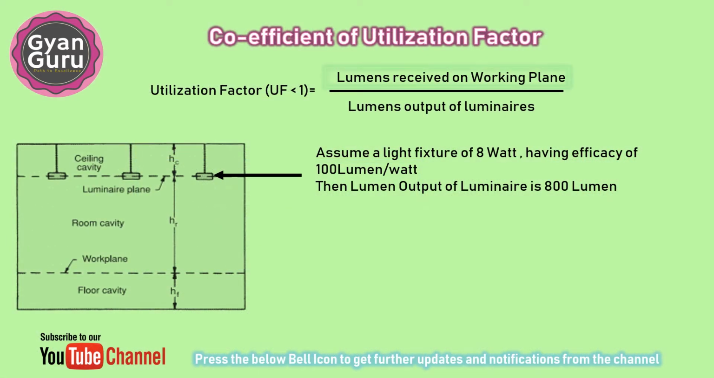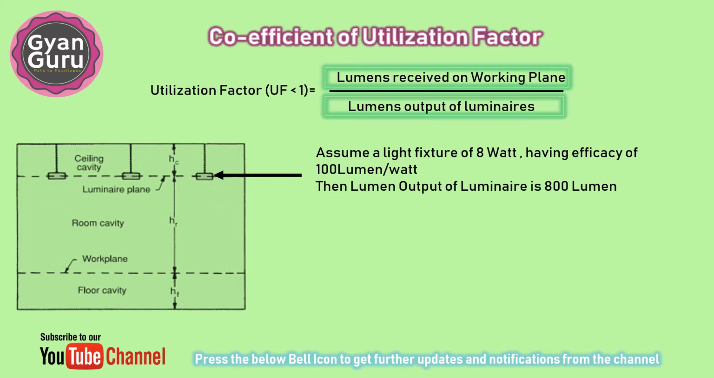Utilization factor is the ratio of total lumen received on the working plane to the total lumen emitted by the light source. The light flux reaching the working plane is always less than the lumen output of the lamp, because some of the light is absorbed by the various surface textures.